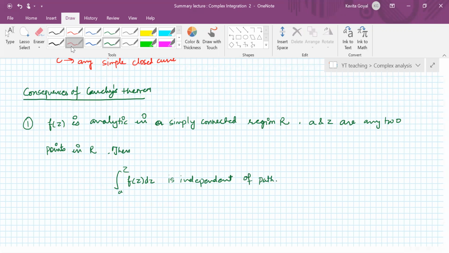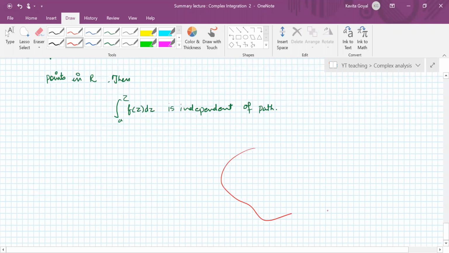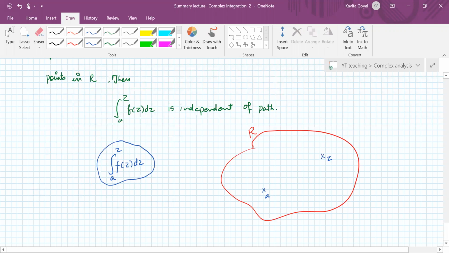Okay, so let us see what we are saying. Suppose you have a region R. Inside this region, your function is analytic, and you have a point A here and a point Z here. I want to compute this integral from A to Z, but obviously it has no meaning unless I define along which path I will move, because there are infinite paths along which I can move from A to Z. But this result says that this is actually independent of path. You can move along whatever path you want, you will always get the same result. Is the statement clear?